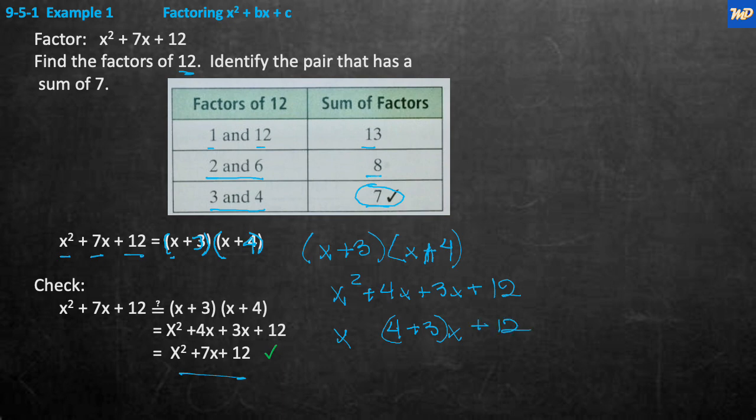And then we can simplify this. That's a square there, sorry, and that's a plus. So now we have x squared plus 7x, since 3 plus 4 is 7, plus 12. That is our final answer.